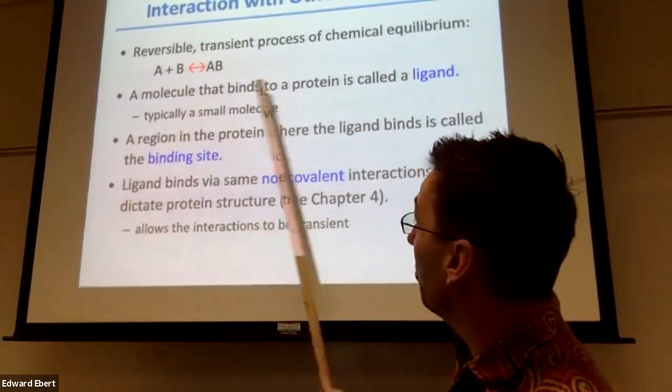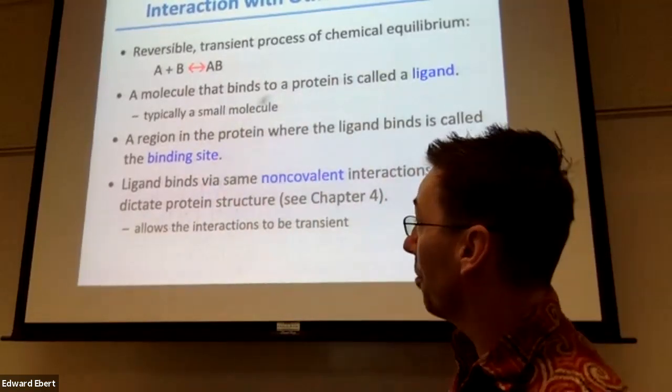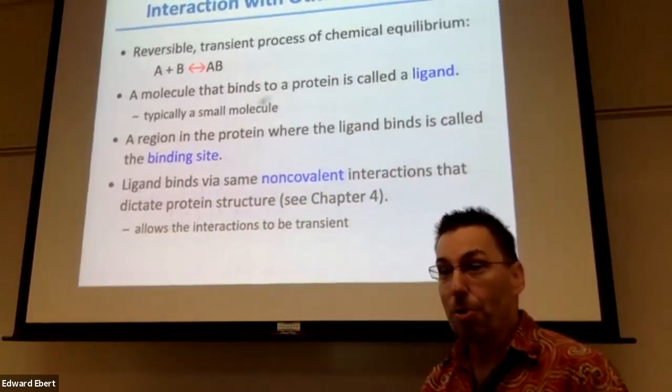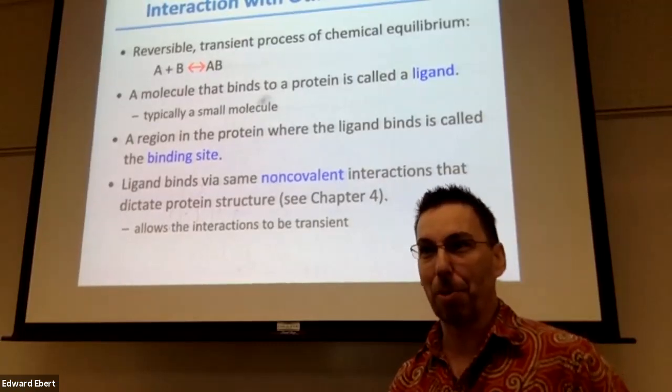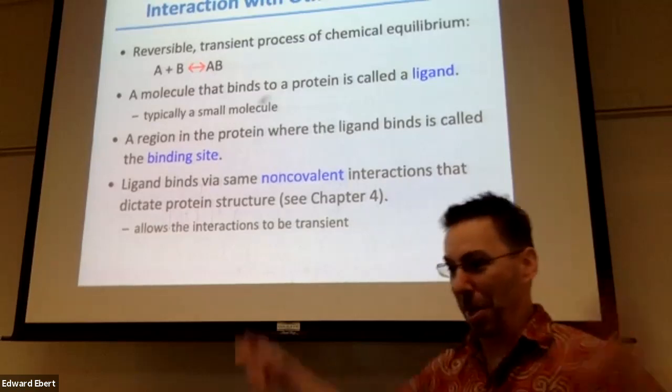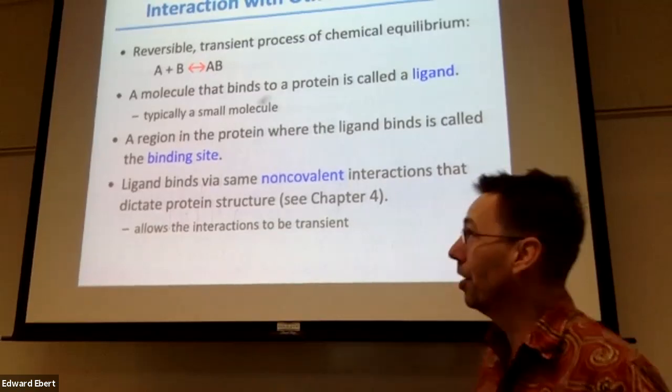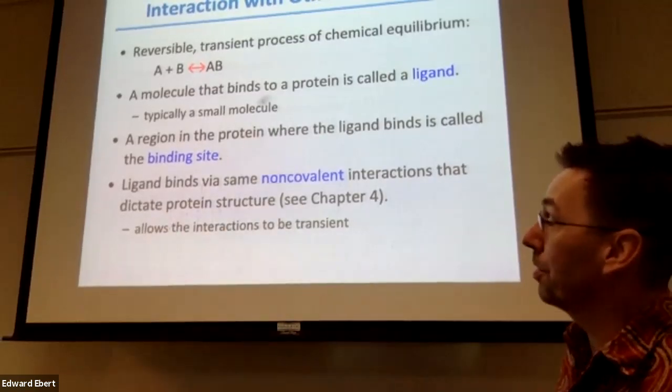So if we have a molecule that binds to a protein, we're going to call that our ligand. Usually it's a small molecule, but if you think of something like DNA binding proteins, you have small proteins that are binding to massive molecules. But usually we're going to think it's the small molecules.